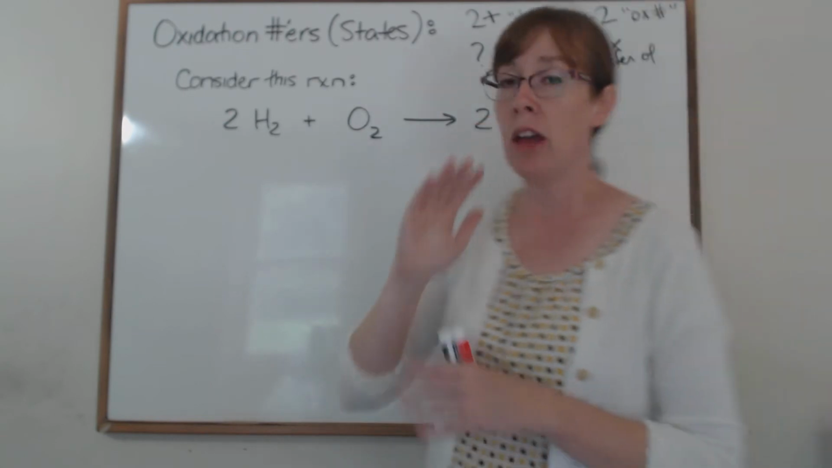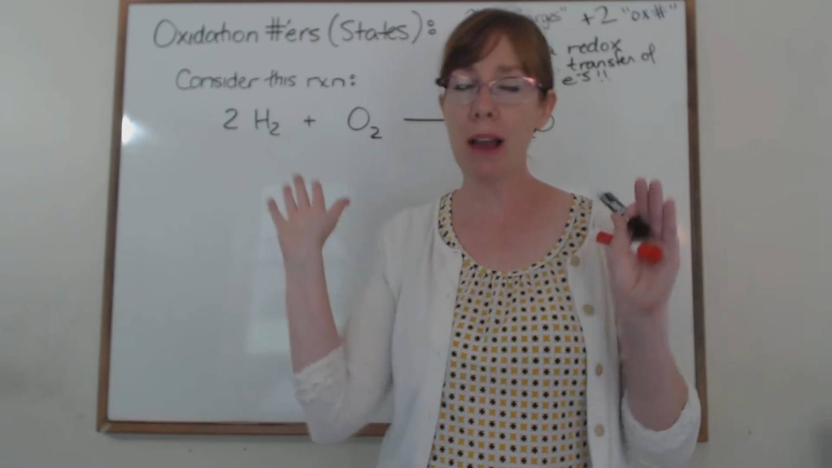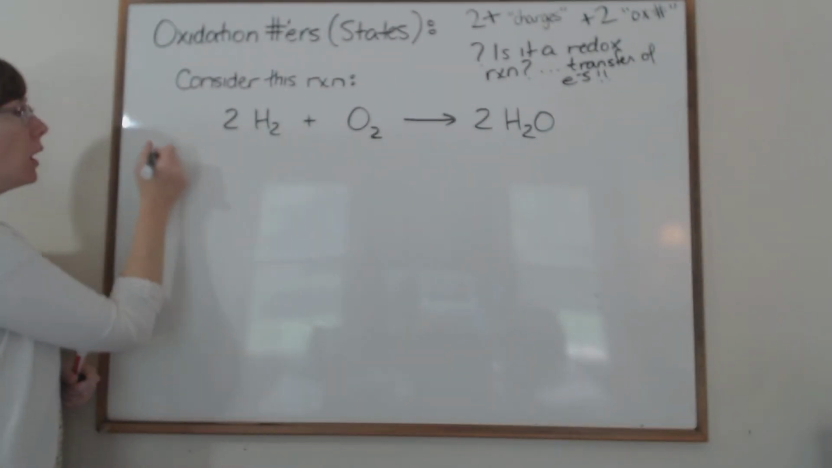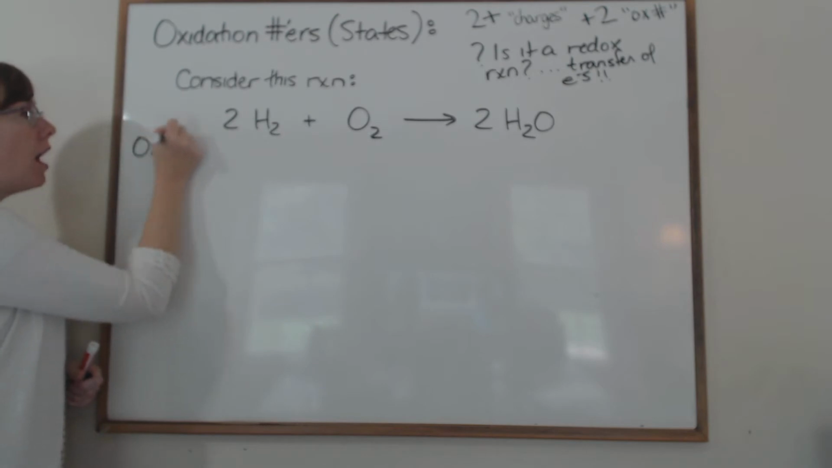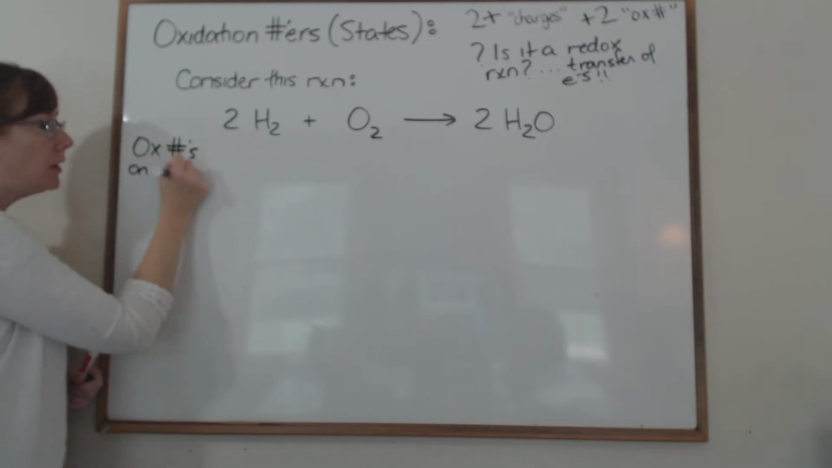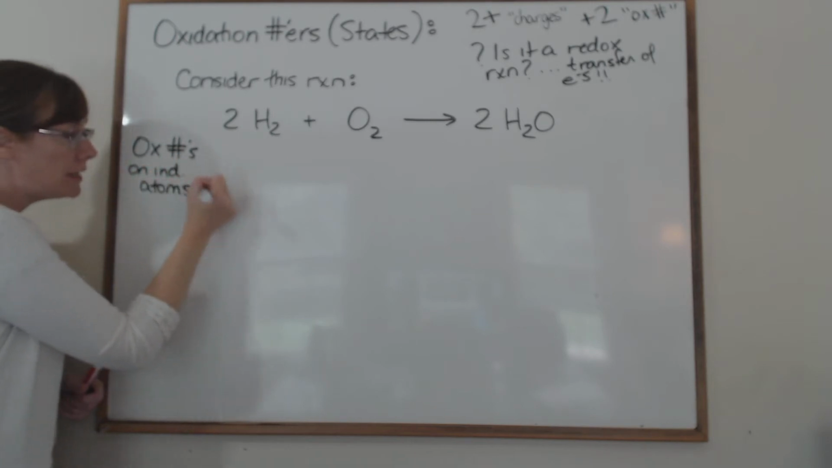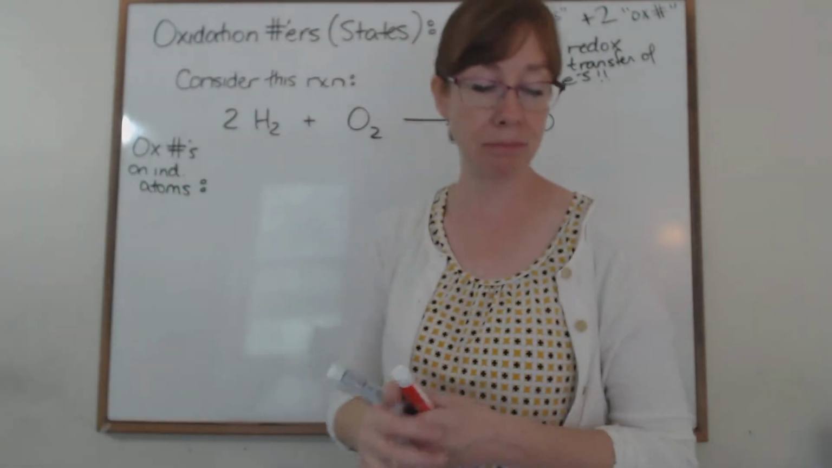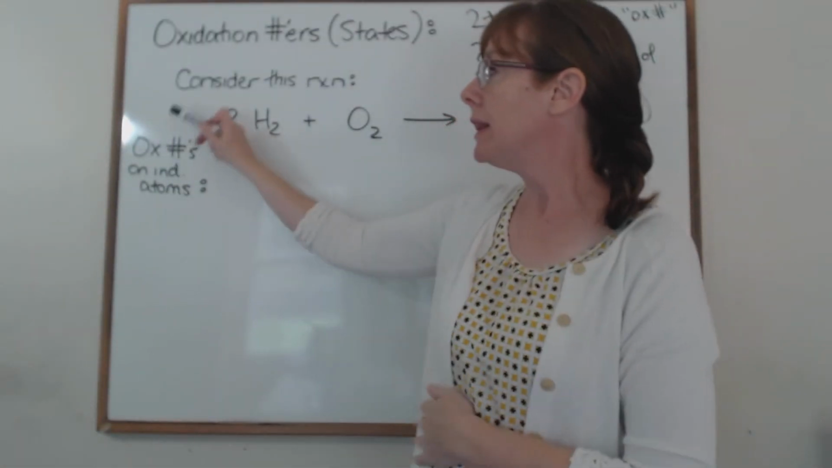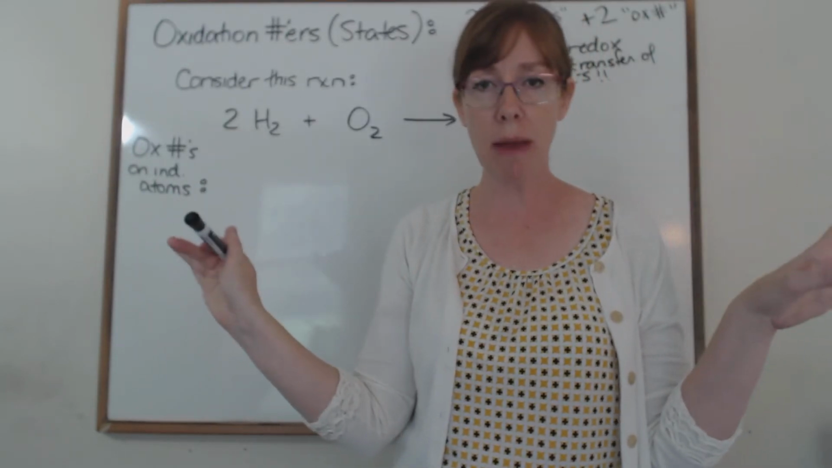Because of that, no matter what kind of reaction you're looking at from here on out, instead of writing charges, I want you to always write oxidation numbers on individual atoms. Now, you don't have to write them on individual atoms. It's just a recommendation so that you don't get tripped up, and I'll explain that in just a minute. But this will allow you to analyze any reaction, not just ionic compound ones.